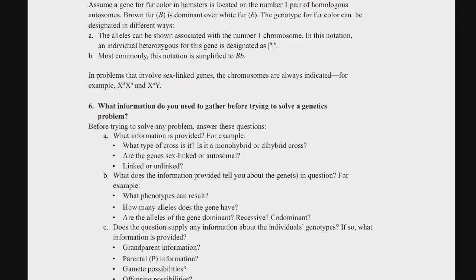We assume a gene for fur color in hamsters is located on the number one pair of homologous autosomes. Brown fur is dominant over white fur. The genotype for fur color can be designated in different ways.